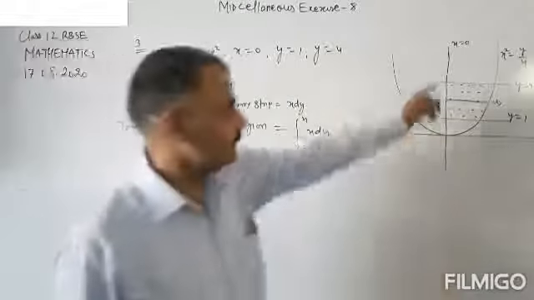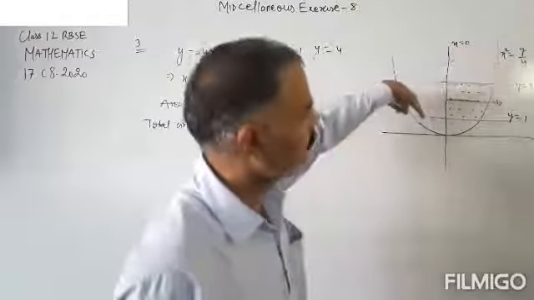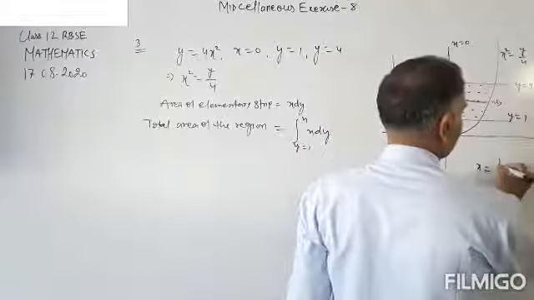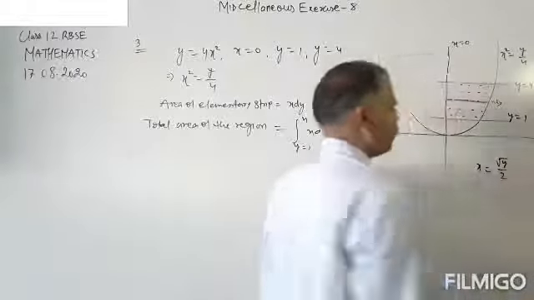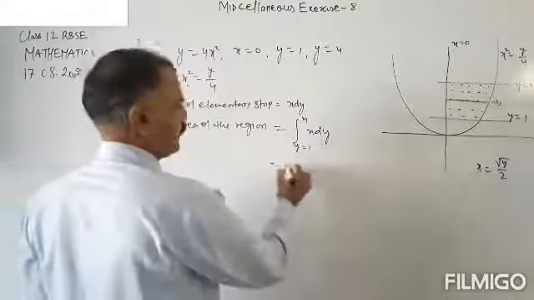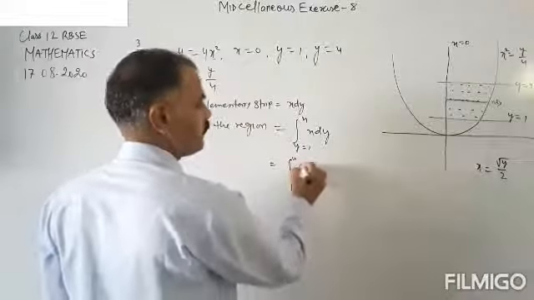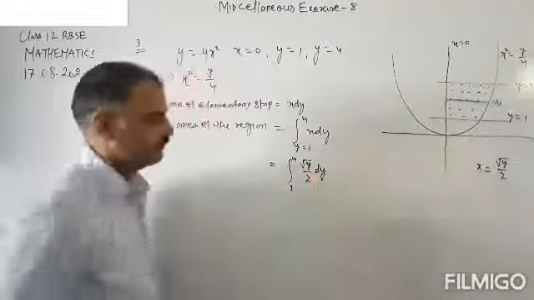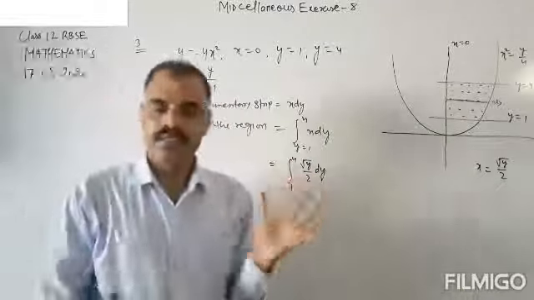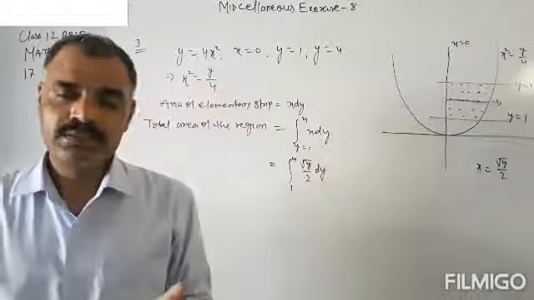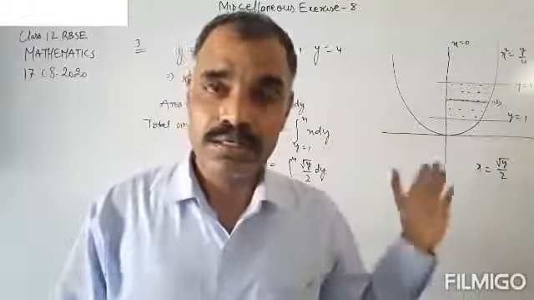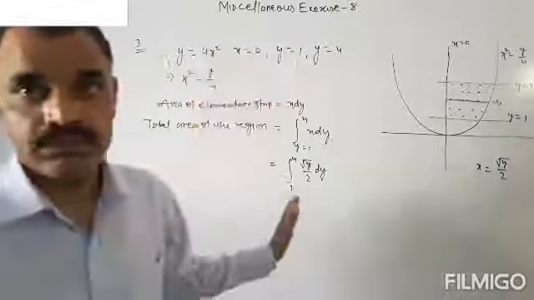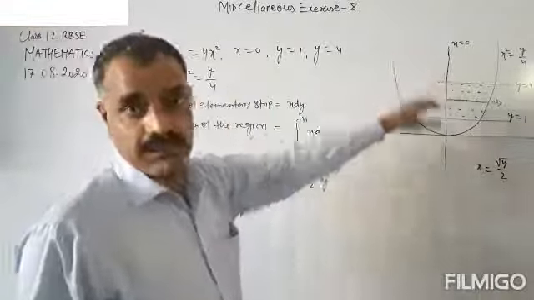X is taken from this parabola: x equals under root y upon 2. So the total area is the integral from 1 to 4 of under root y upon 2 dy. This is the integration form of the area of the required region. Now we have to integrate only this, so there is no need of the diagram.